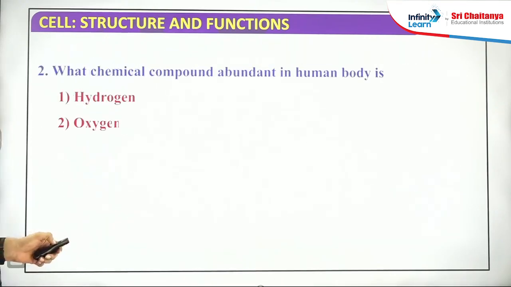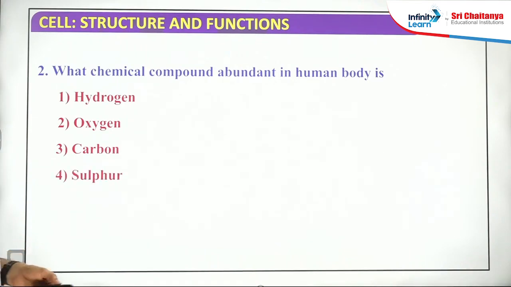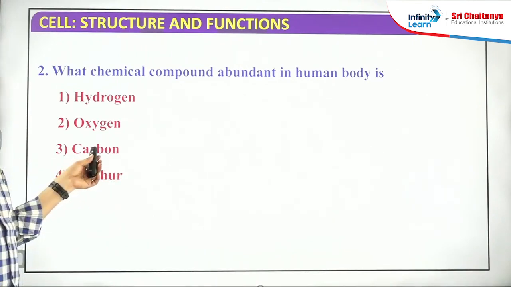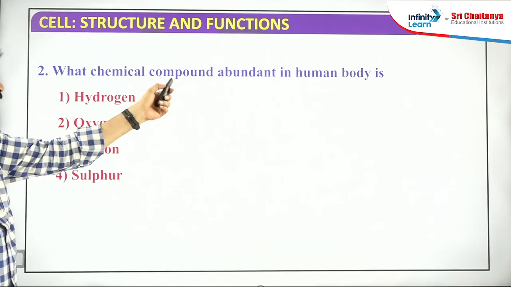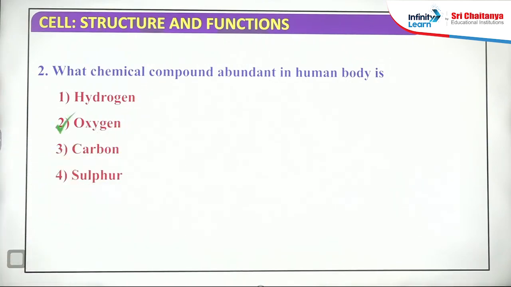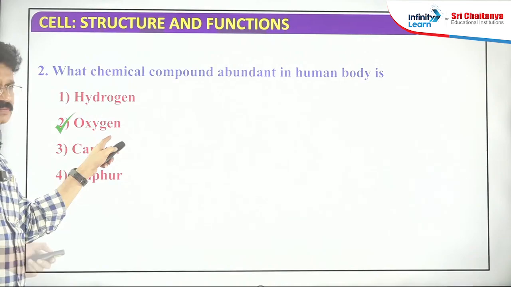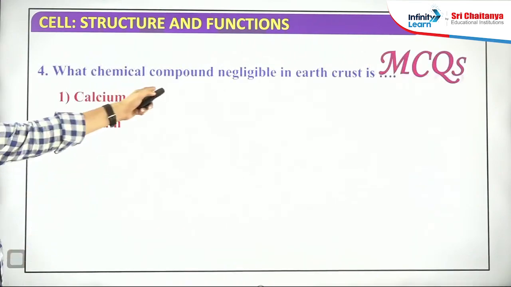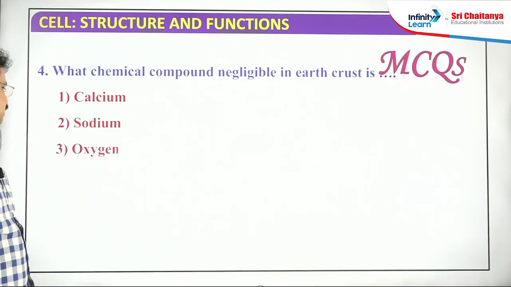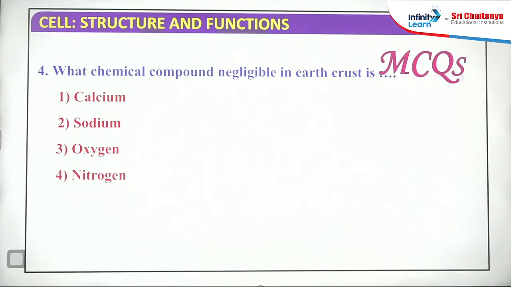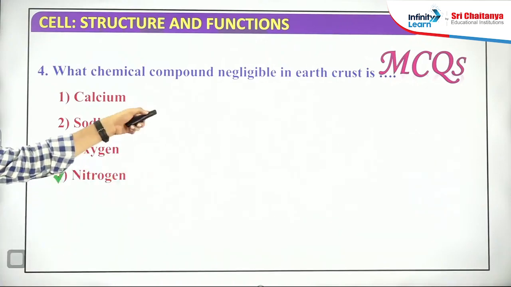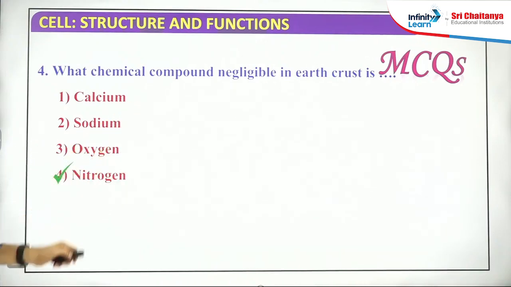One more question. What chemical compound is abundant in the human body? You know very well, I think. Type of chemical compound in the human body, or abundant chemical: oxygen. Even in the earth crust also, oxygen quantity is greater. Next, one more question. Negligible chemical compound in the earth crust. Yes, nitrogen. Nitrogen, right answer, fourth option. The negligible amount of chemical in the earth crust is nitrogen.